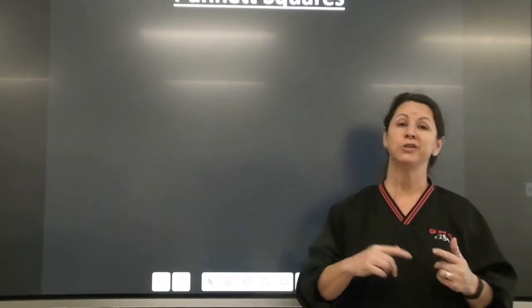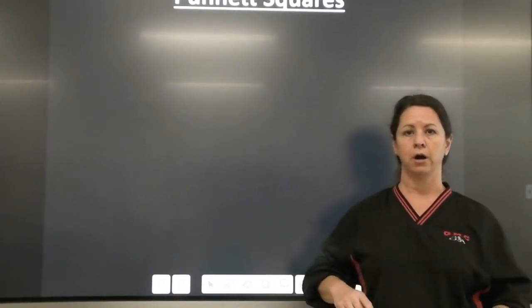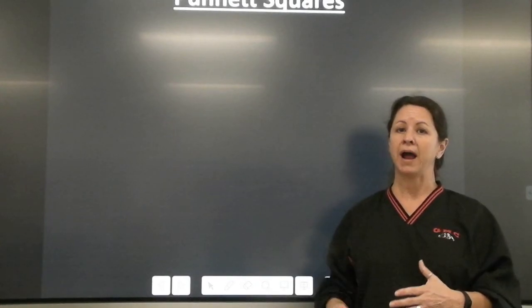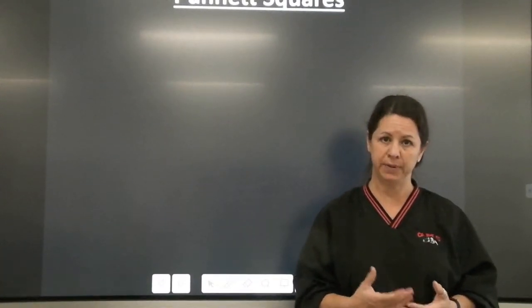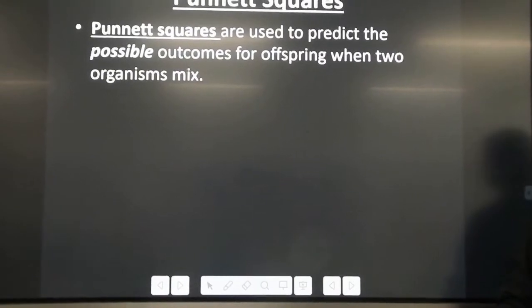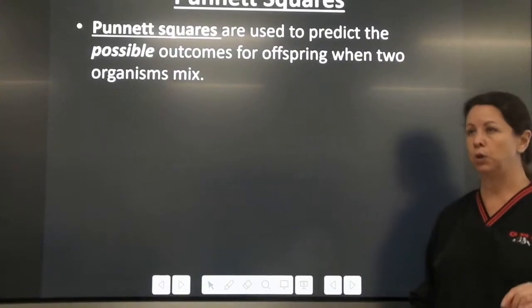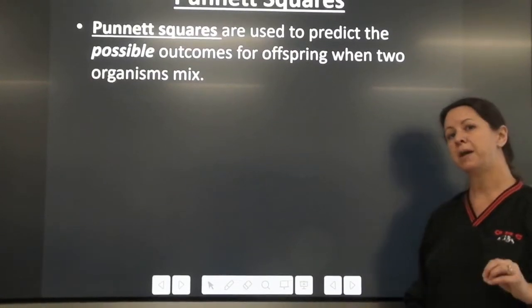And you can actually also work it backwards. If you know what the genotypes of the babies are, that can help you figure out what mom and dad could have possibly been as far as their genotypes. Okay, so Punnett squares are used to predict the possible outcomes for offspring when two organisms mix.